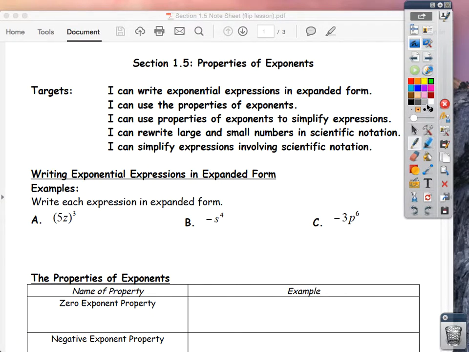All right, so targets, what are we going to do in this lesson? A lot. That's why we're going to be taking a couple of days with it. First, we're going to write exponential expressions in expanded form, and then we are going to use the properties of exponents. That's going to be this first video. We're then going to take the second video to focus on using properties of exponents to simplify expressions. And finally, we'll wrap up with a third video on rewriting large and small numbers using scientific notation and simplifying expressions involving scientific notation.